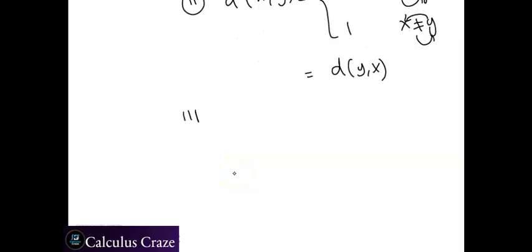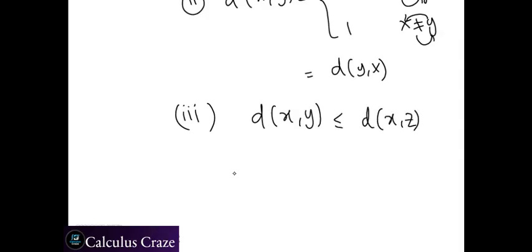Additionally, the third one is the triangle inequality with x, z plus y, z. I think there will be cases for this, so I'm leaving this for you. You have to check that this one is also satisfied, right? So we will check this, and this metric is called the discrete metric.